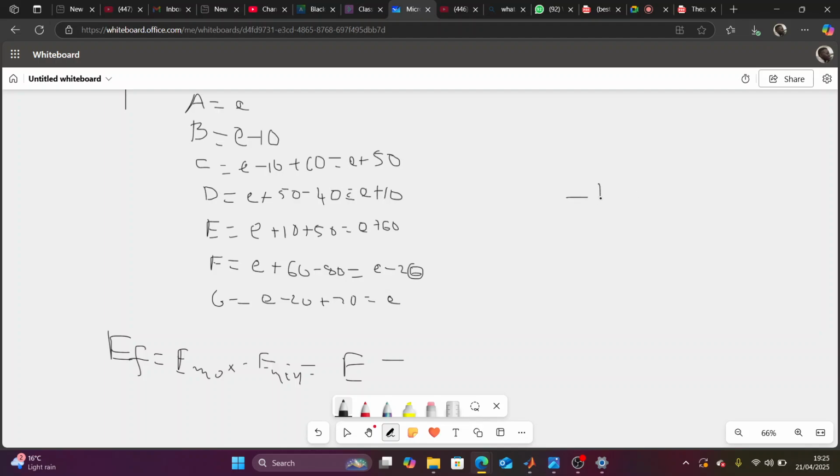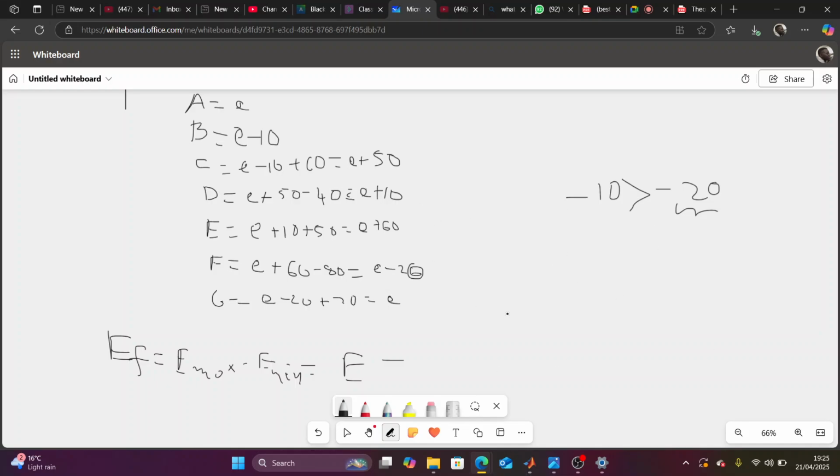Remember, if you have minus 10 and minus 20, which one is bigger? 10 is bigger, right? So it means, what is the minimum? The minimum is 20, right?